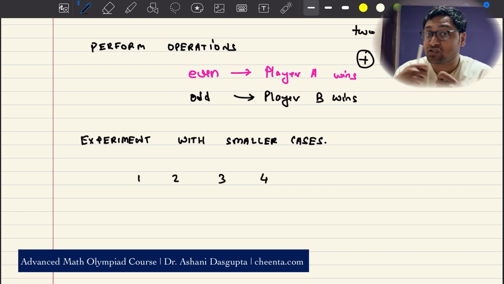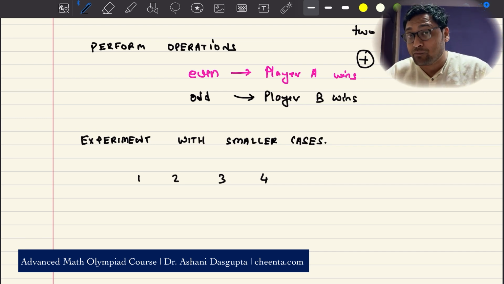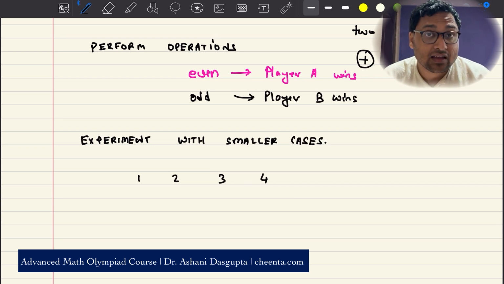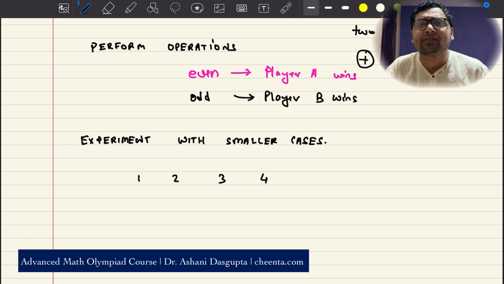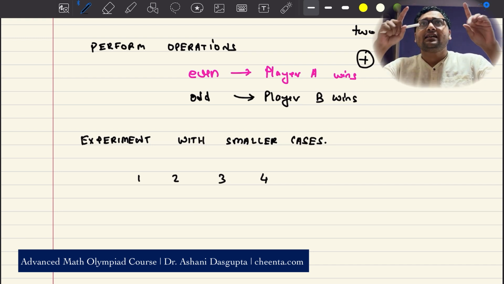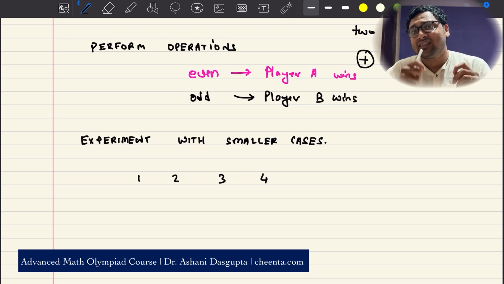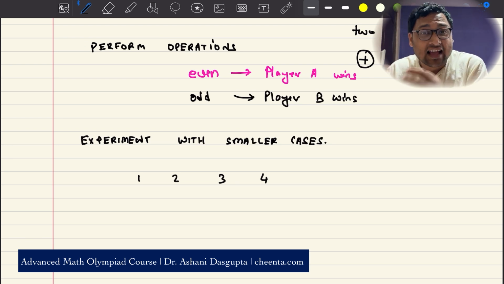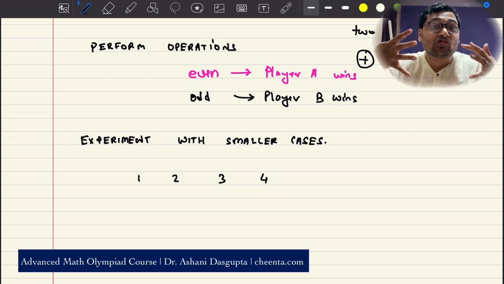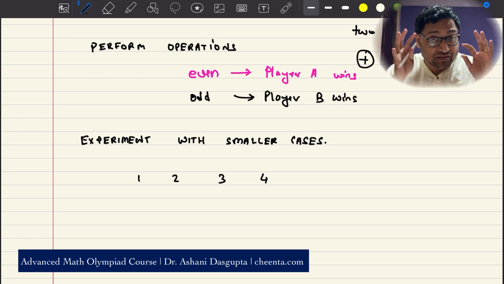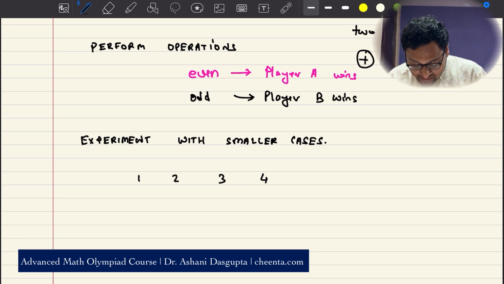One of the students actually did just that. She experimented with 4 numbers, 1, 2, 3, and 4, and she tried out different combinations. She tried to figure out if there is a pattern. So, step 1, experiment with smaller cases, like make your hands dirty. And step 2, try to generalize from that experiment. That's very important.